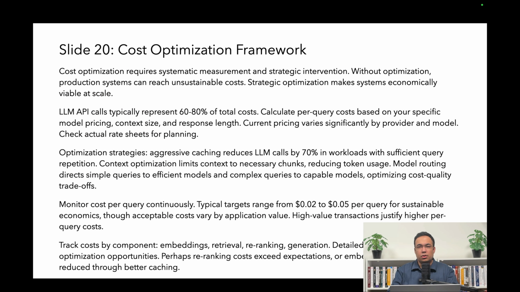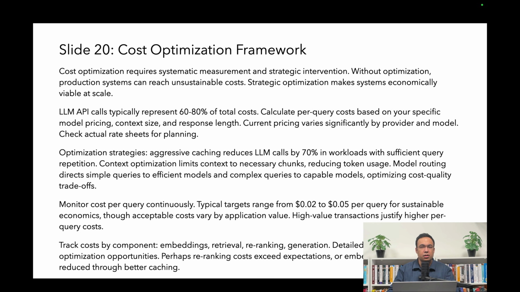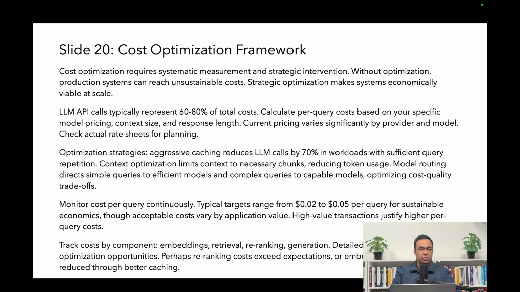Now let's talk about the cost optimization framework, which is essential for building economically sustainable RAG systems. Cost optimization should be a systematic practice for production RAG systems because without careful optimization, costs can become pretty high. In some systems we have analyzed, an unoptimized cost could reach up to $30,000 per month for moderate traffic levels. With strategic optimization, similar loads can operate at $5,000 to $8,000 per month.